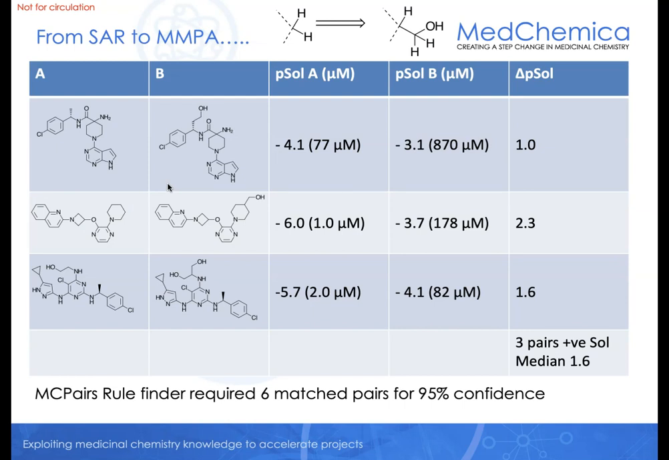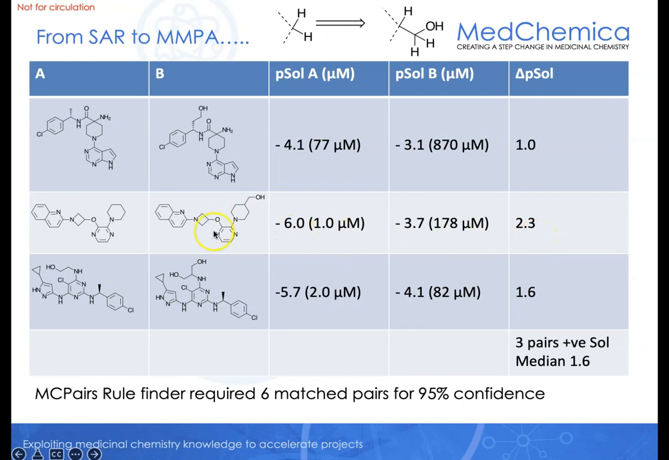The molecules are exactly the same apart from the methyl group and the CH2CH2OH. The change creates 1 log unit improvement in solubility between the measured values. On the second row, consider this match pair. The structures are very different from our AKT compounds. The difference between the compounds, the transformation, is again an extension of CH2OH. With this pair, the difference is 2.3 log units.